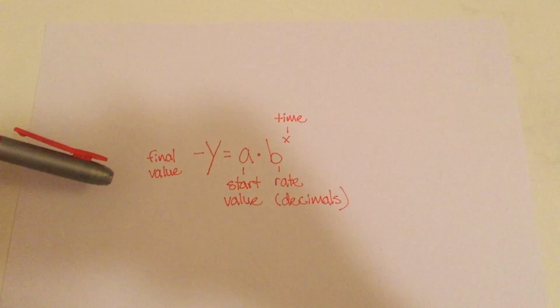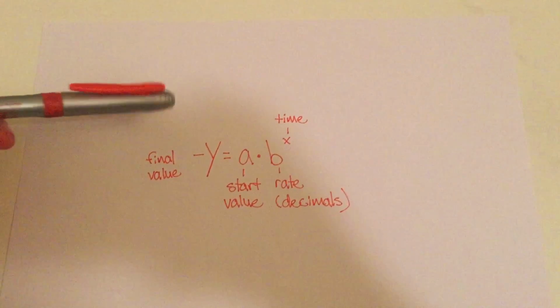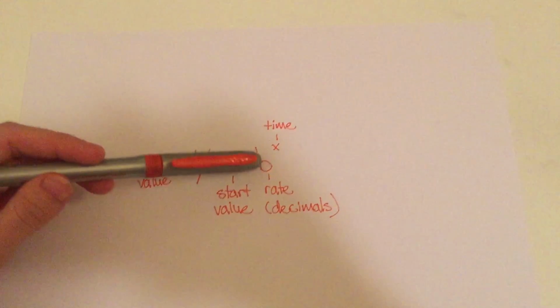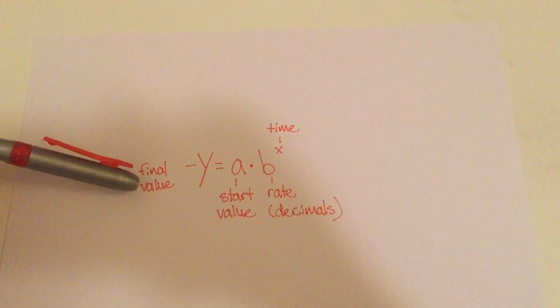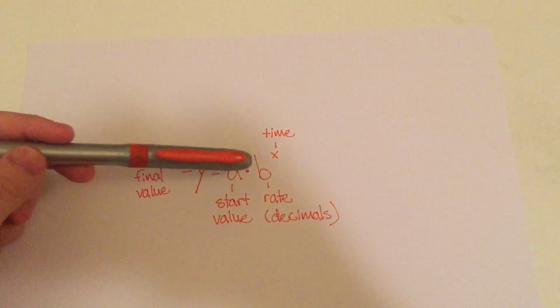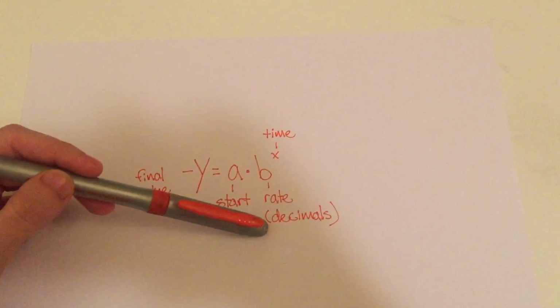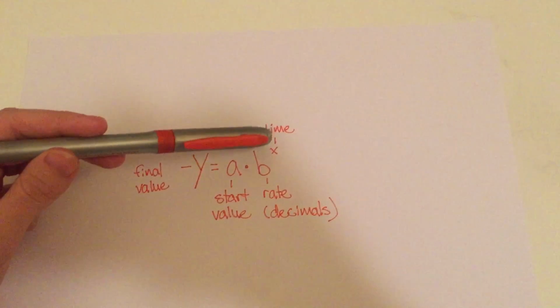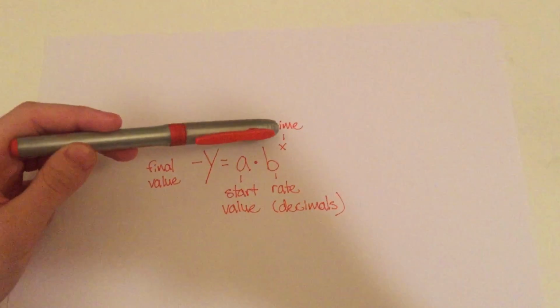There are two types of basic exponential equations, growth and decay. But before we begin, let's go over some basics. The basic parent function of an exponential equation is y equals a times b to the x power, y being your final amount, a being your start value. B is your rate, but in decimals, and then x is time.